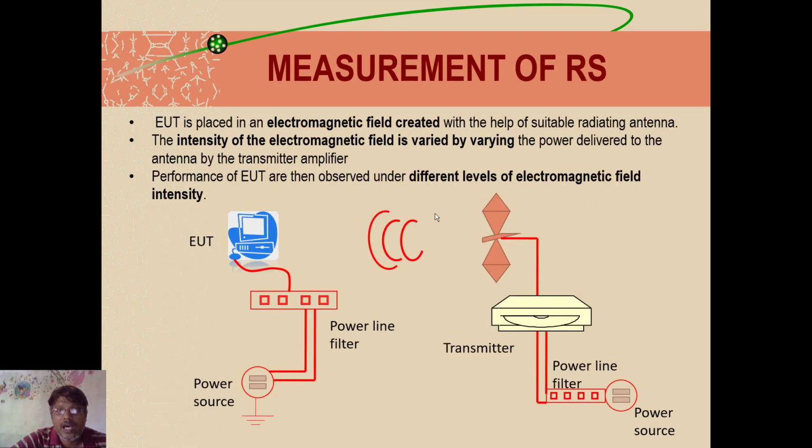Next comes your RS test. In this case, it's the reverse way. What we do is the equipment is placed in an electromagnetic field created with the help of suitable radiating antennas. We have to create the EM environment by using a suitable radiating antenna. We have to create the field. The intensity of the electromagnetic field is varied by varying the power delivered to the antenna by the transmitting amplifier. So we have an amplifier over here. By varying the amplifier, we can vary the intensity of the EM signal. So in the same EM environment, the equipment will be exposed to different levels of EM strength.